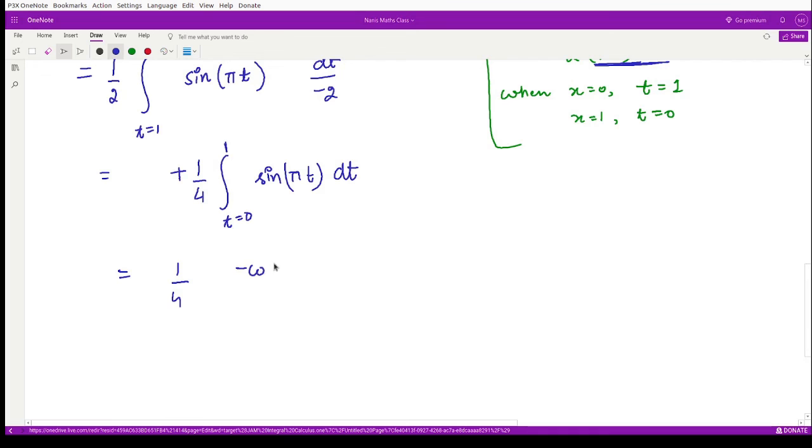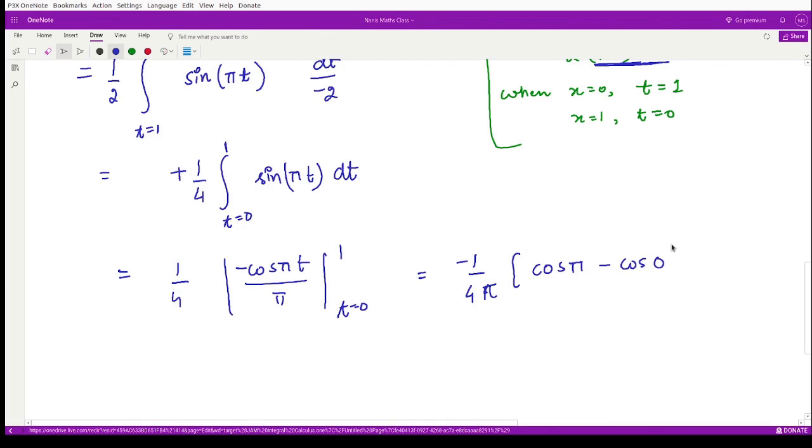It is minus cos pi t, and you also have to divide by the angle. So the limits of t vary from 0 to 1. So you have minus 1 by 4 pi, and you will substitute the upper and lower limit. So it would be cos pi minus cos 0. So it would be minus 1 upon 4 pi into minus 2. So this would be equal to 1 upon 2 pi. So here 1 upon 2 pi is the answer to your question.